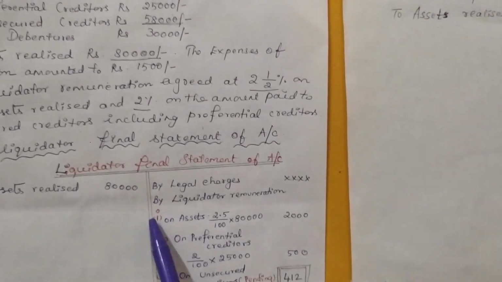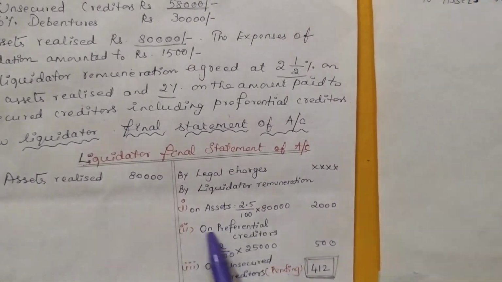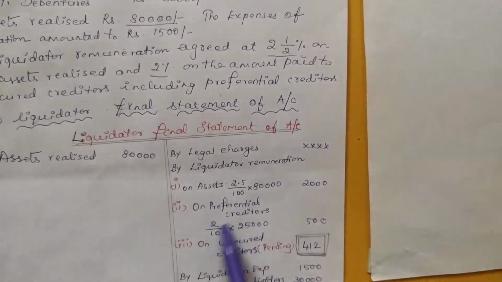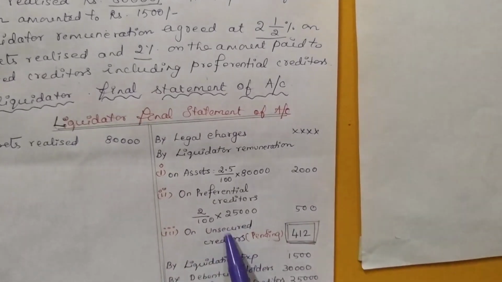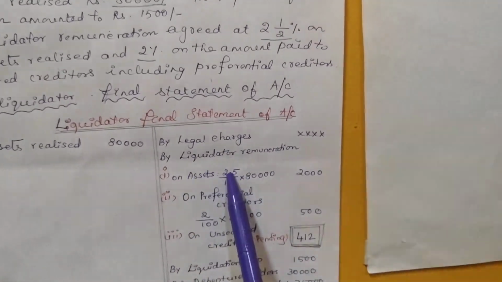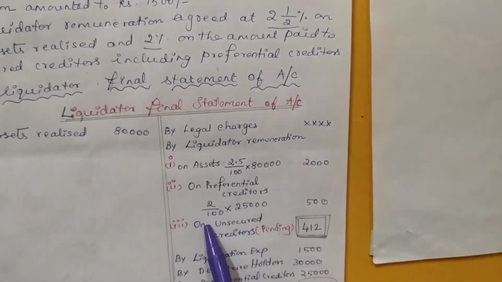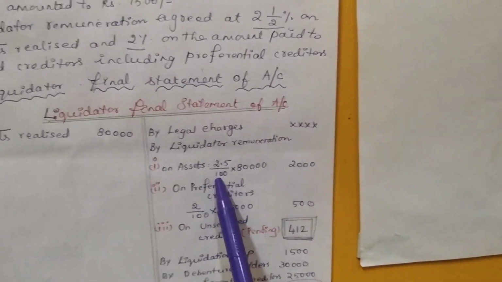Let us see how. First category, number 1, on assets. Number 2, on preferential creditor. Number 3, on unsecured creditors. If we refer to previous sessions, we will calculate liquidator remuneration like this: on assets, on preferential creditor, on unsecured creditor. So like this the calculation goes.